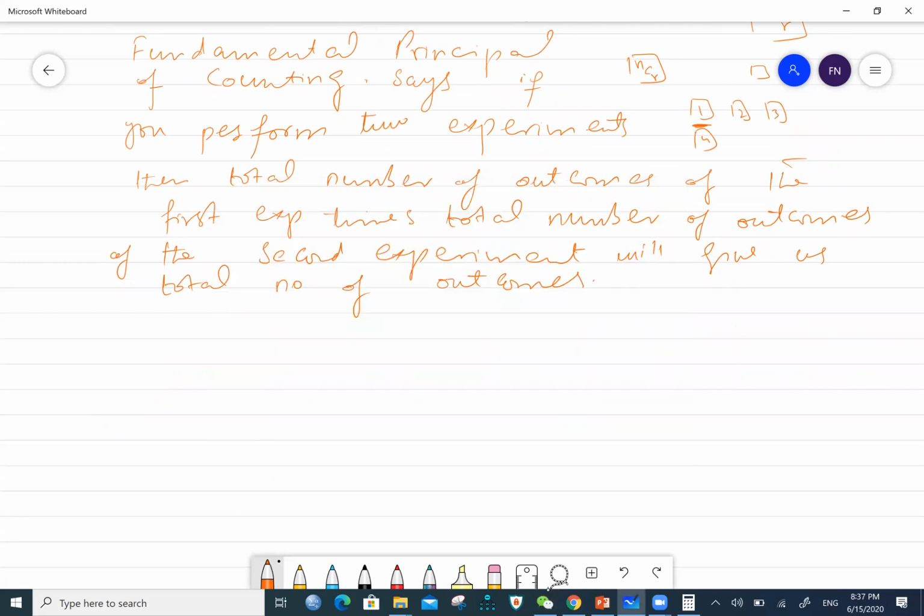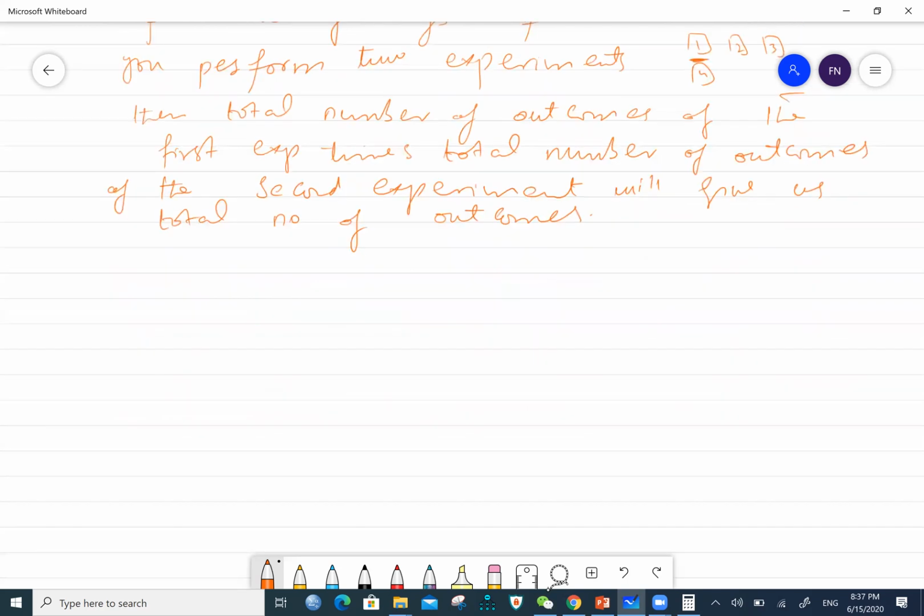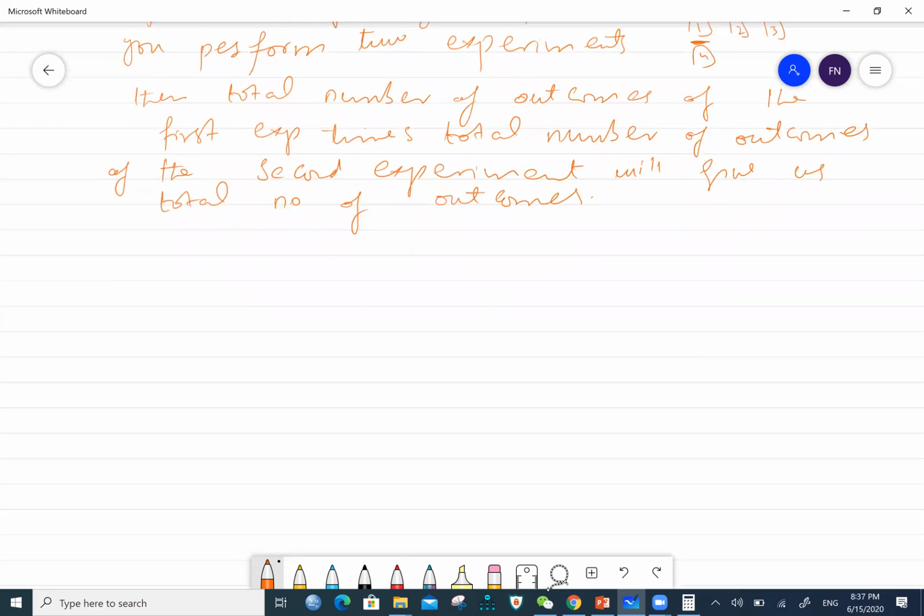If I say that you toss a coin, how many possibilities can you get? If you toss a coin, you can get either head or tail. Understand? Followed by, after tossing a coin, you roll a die. Now these are two independent experiments. So the total number of outcomes will be the total number of outcomes of the first experiment times the total number of outcomes of the second experiment.